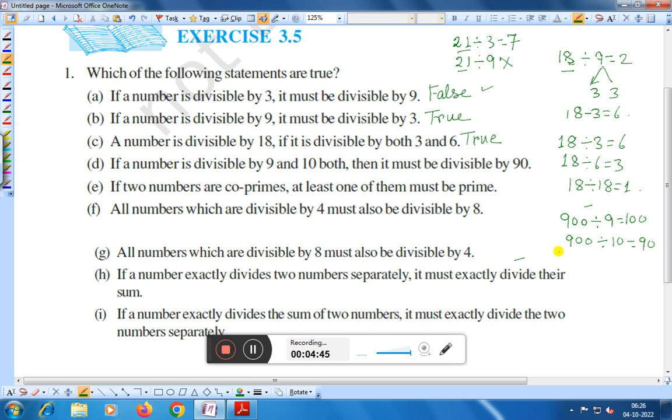And you see here that 900 is also divisible by 90, right? Then we are getting 10, right? That means this is true.